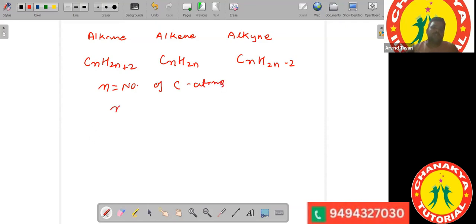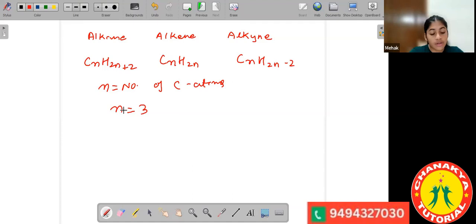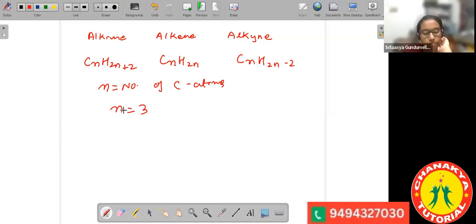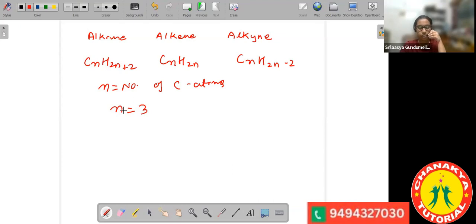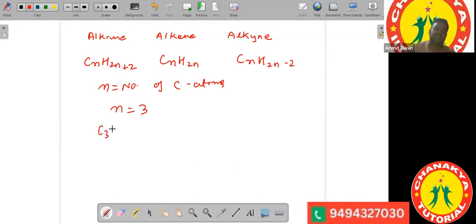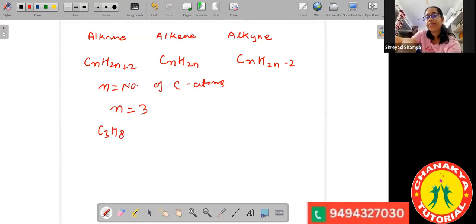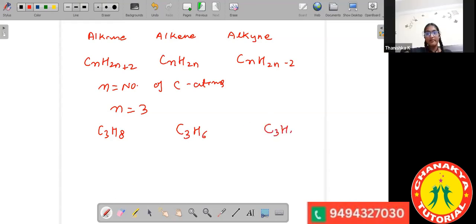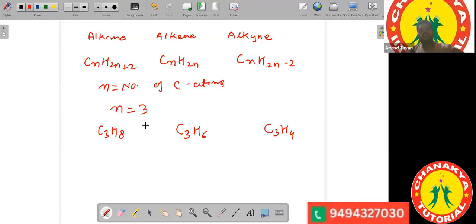So if n is equal to 3, can you write all the alkanes, alkenes, and alkynes? What will be their formulae? Sir, can you repeat your question? If n is equal to 3, then what will be the formula of the alkane, the corresponding C3 alkane? C3H8. Okay. Alkane will be C3H8. Alkene will be C3H6. Alkyne will be C3H4.